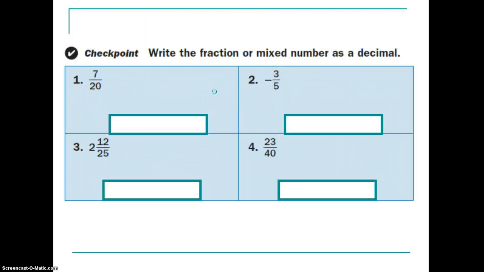Write the fraction or mixed number as a decimal. So please try 1 through 4. Number 1, bring down the 7, 20 into 7. You should get an answer of 35 hundredths.